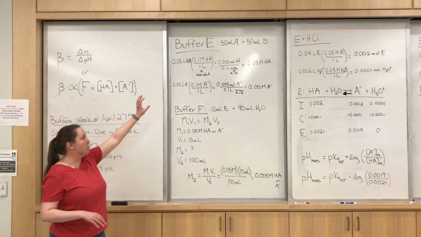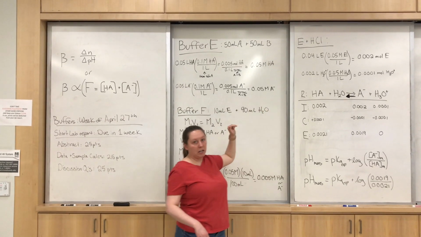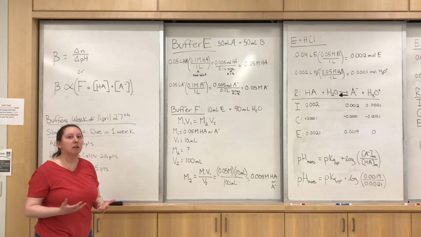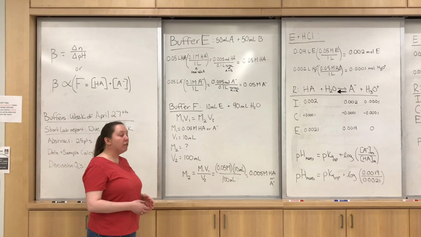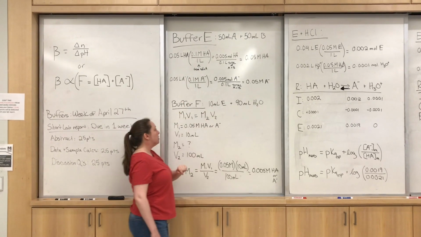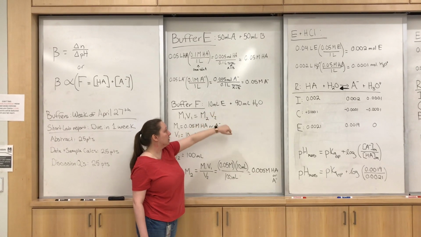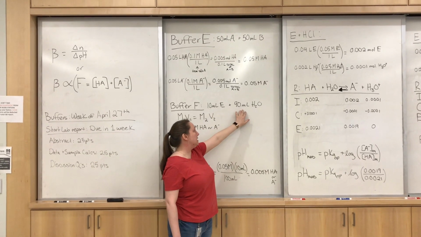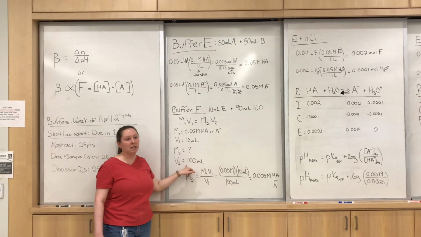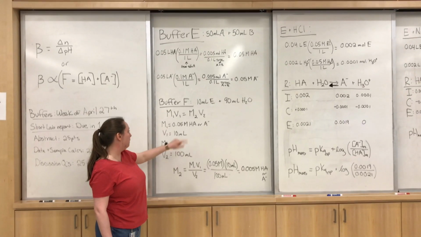So our buffer E is going to be 0.05 molar of HA and A minus. Now we need to make buffer F. So buffer F is made from buffer E. We are going to be taking 10 mL of E and 90 mL of water to make a new 100 mL solution. So our initial concentration is 0.05.